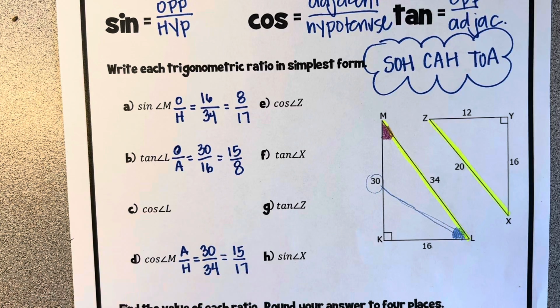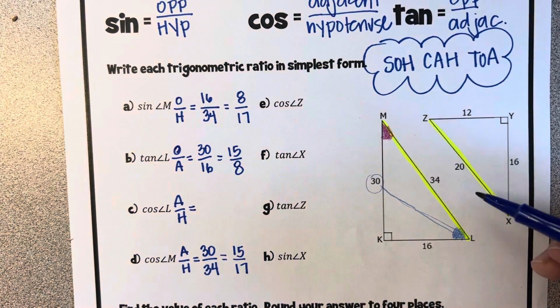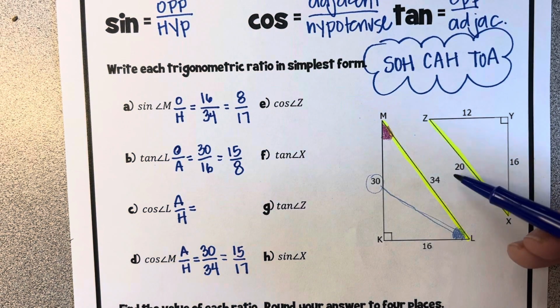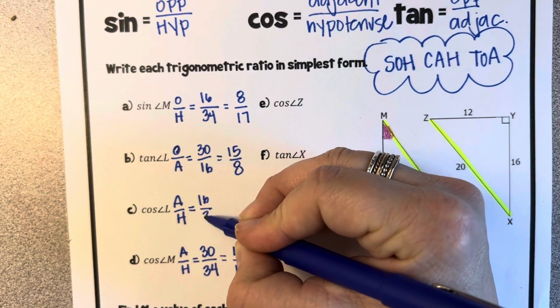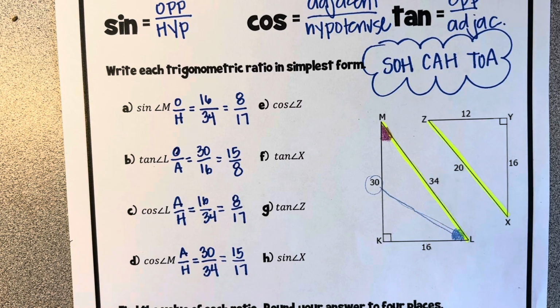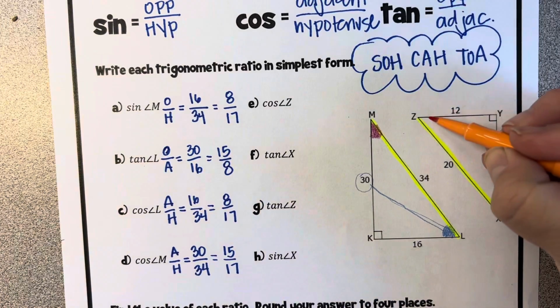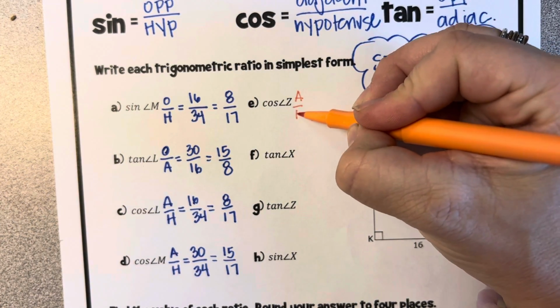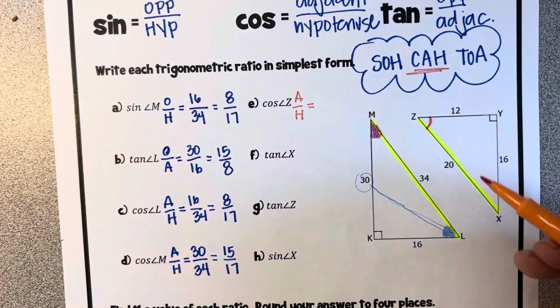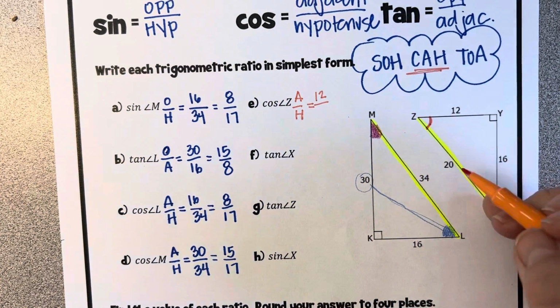Okay, and then the next one is the cosine of L. So that's CAH, adjacent over hypotenuse. So the side adjacent to L is 16. The hypotenuse is 34. 16 over 34 can become 8 over 17. Okay, we're going to do that exact same process, but this time we're using this triangle. So I'll use a different color. Cosine of Z, right? Cosine is adjacent over hypotenuse. So the side adjacent is 12, and then the hypotenuse is 20.